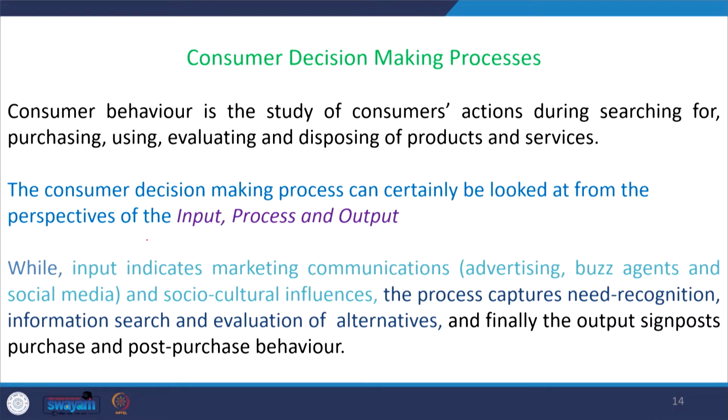Now there are actually two ways to understand the consumer decision making process. One is to look at it from the perspective of input, process and output. In other ways, we can also look at it by answering a few fundamental questions, which I'll put across as we move forward. When you understand the process from these three facets, input, process and output, we usually say that input is all about what is being fed to the consumer or an individual even before the process starts.